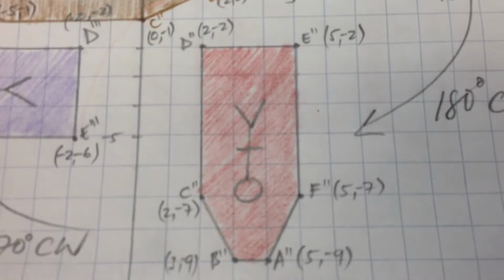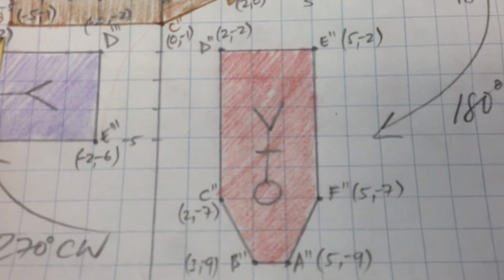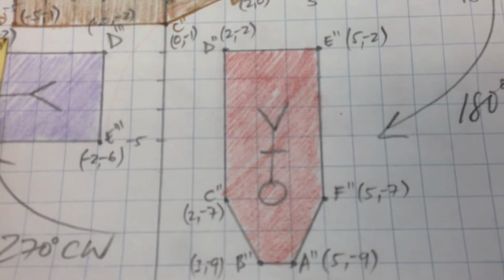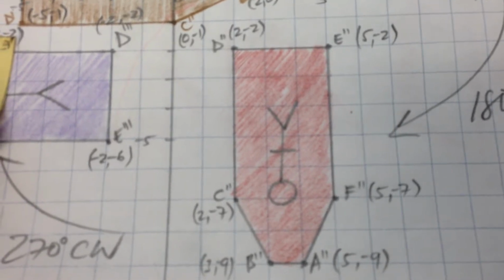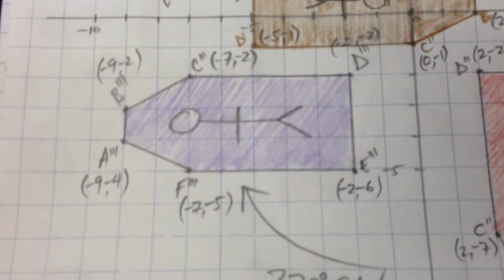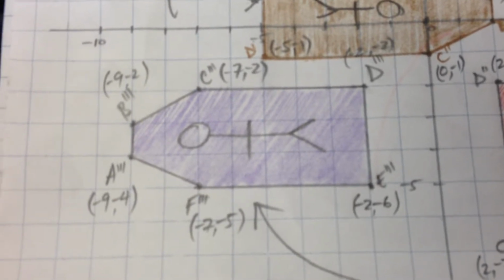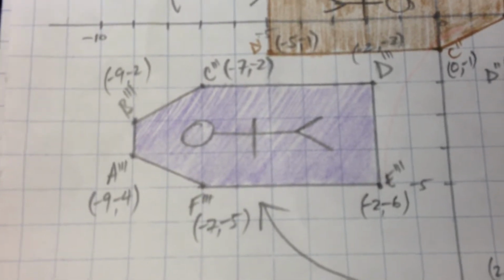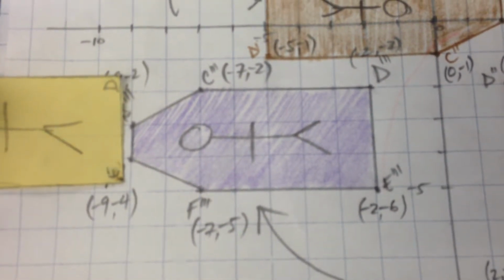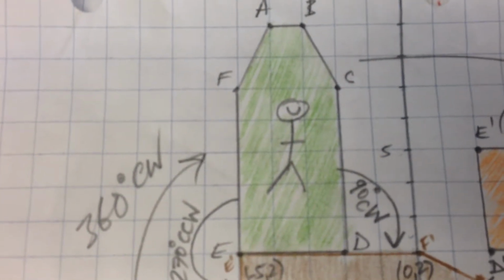For the 180, there's our manipulative helping us out. These are the new coordinates. And you can call that A2, B2, C2, D2, and so forth and so on, seeing that that is the second rotation. The third rotation is 270 degrees clockwise. These are the new coordinates. You can call that A3, B3, C3, and so forth and so on. You can see now our stick figure is pointing to the left. Okay? And then that takes us back to our original.